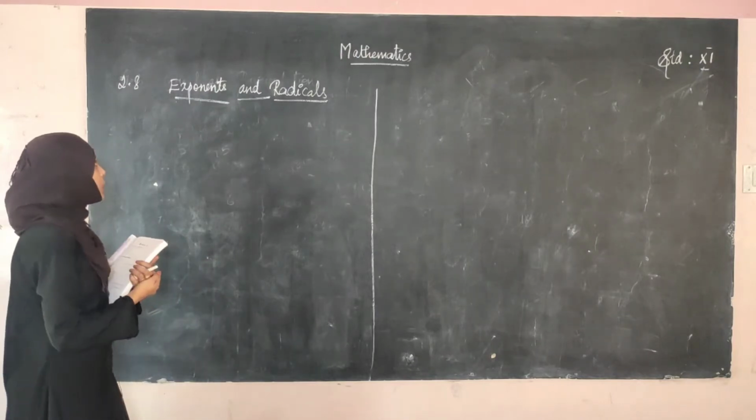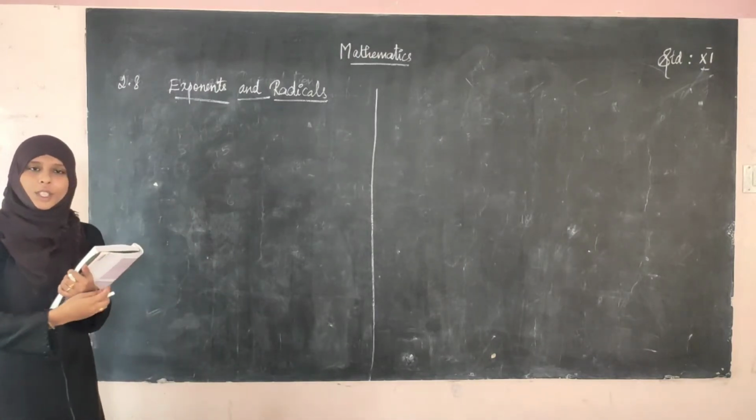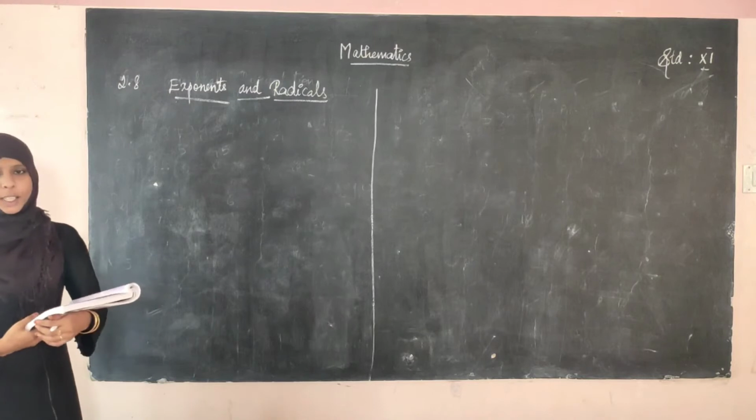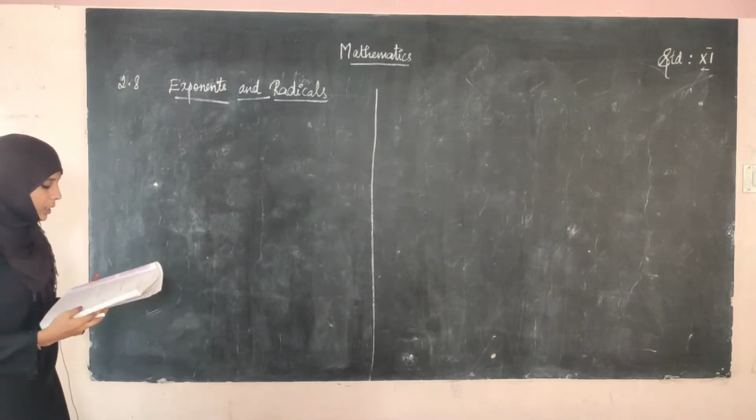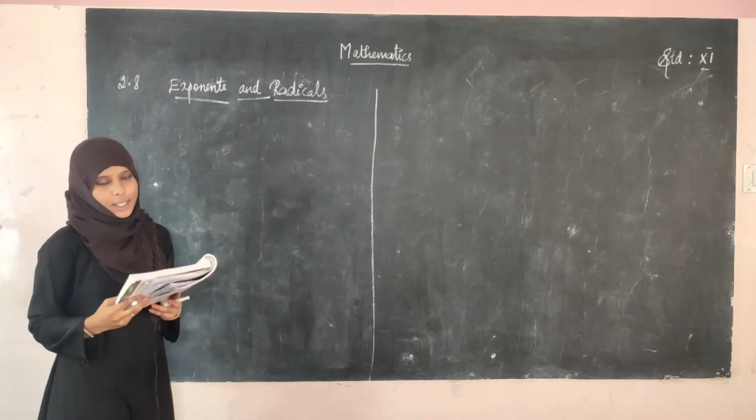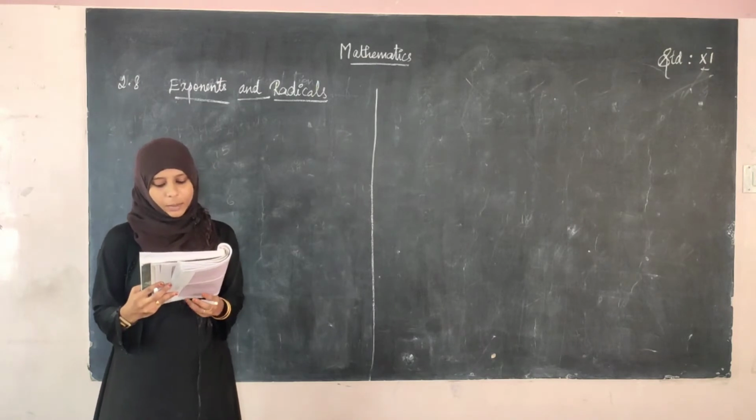So in today's class we are going to see 2.8, that is exponents and radicals. Let us see 2.8.1, that is exponents. In your book they have given some introduction.